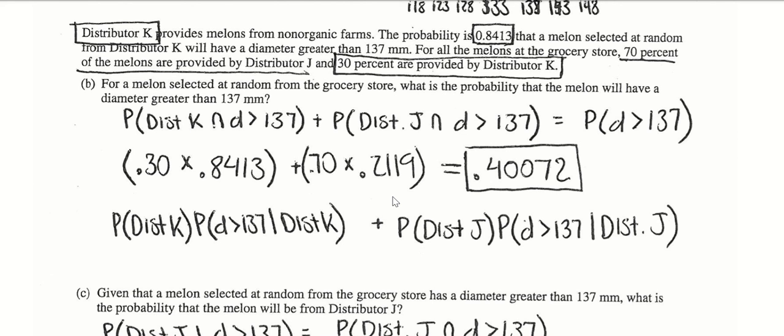If you want to do a tree diagram in this case, you could. You could say they either come from J or K, and then do your tree diagram, multiply everything out, and then add up your answers. Okay? If you need help drawing that tree diagram, actually, let's just go ahead and do that.